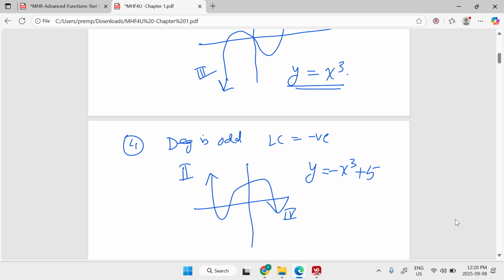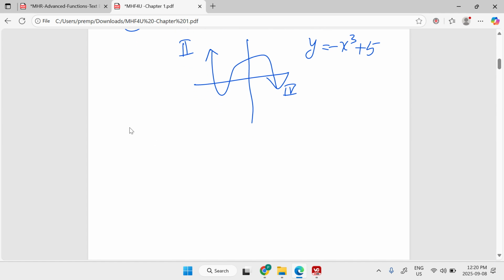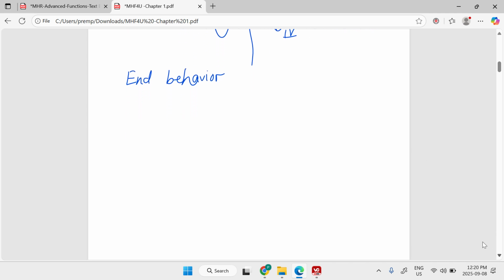Okay, so now there is also one more term, students, that we study. It's called end behavior. End behavior means how the function will behave at its extreme points, and we always consider domain. So extreme domain, how the function is going to behave. So I will just take one or two examples just for you to understand this concept. Let us take an example of this graph.